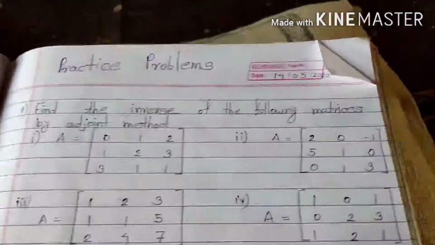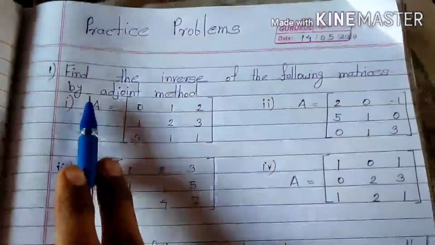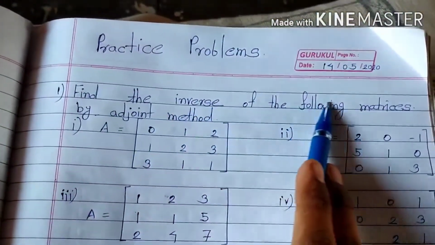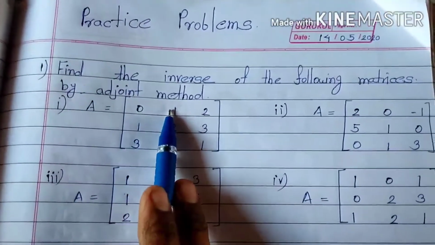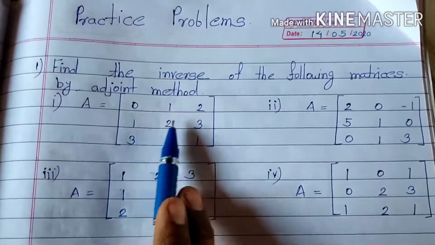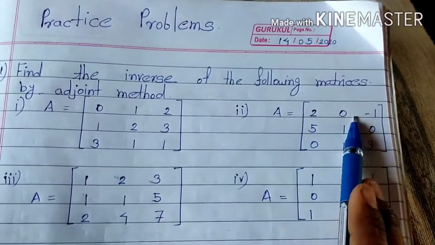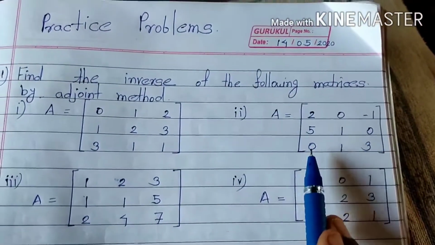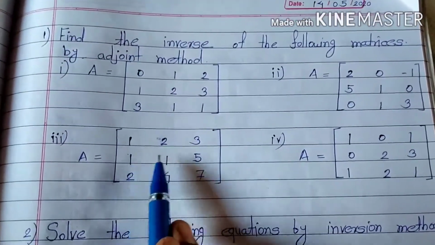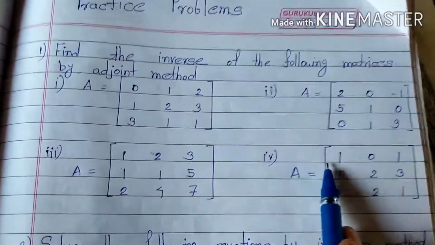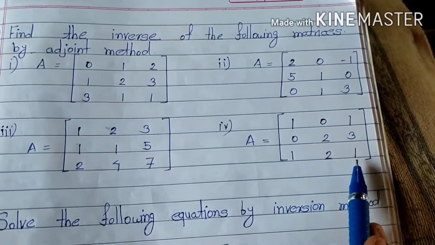And now there are some practice problems. Find the inverse of following matrices by adjoint method. First example, A is equal to 0 1 2, 1 2 3, 3 1 1. Second example, A is equal to 2 0 minus 1, 5 1 0, 0 1 3. Next, A is equal to 1 2 3, 1 1 5, 2 4 7. Fourth, A is equal to 1 0 1, 0 2 3, 1 2 1.